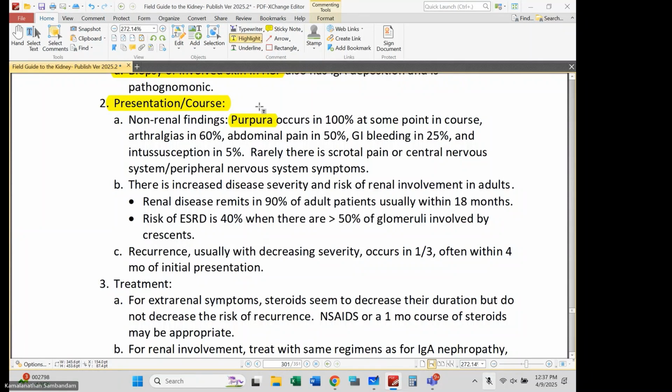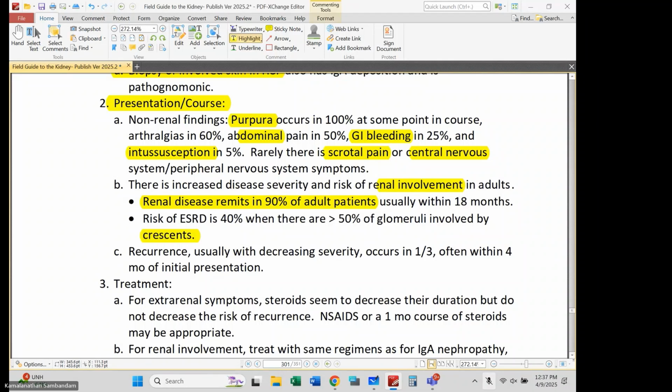Okay, presentation. I've talked about these things: purpura, the abdominal pain, the GI bleeding. They can have intussusception as a form of presentation as well. You can have testicular involvement. Rarely you can get CNS involvement or even vasculitis of the peripheral nervous system. And then with respect to renal involvement, you can see that remission is most common in the manifestation of HSP.